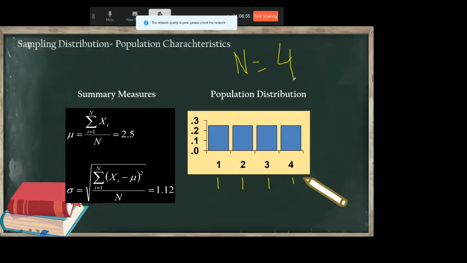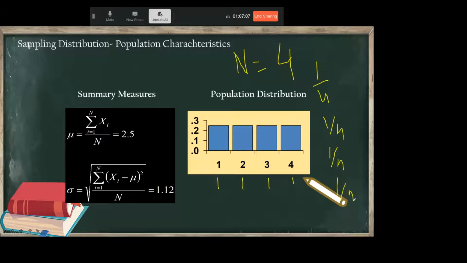So what is the chance of x1? 1 by 4. x2, 1 by 4. x3, 1 by 4. x4, 1 by 4. Right? So all of them, this is a population. Remember, capital N is 4. We are not talking about a sample at this moment. We are just talking about the population distribution. And when we draw this distribution, it comes out that every population member has 0.25 probability.